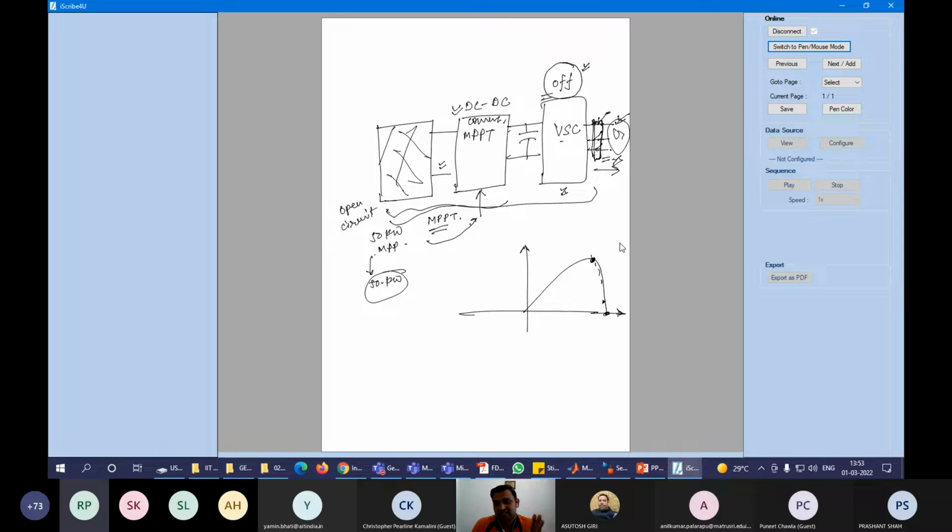Grid must be there. But when a fault occurs, grid is not there. At least some protections you have to provide to this system. The protection is only that you have to give the command to your controller so that the VSC can be switched off. If the VSC is switched off, this boost converter in parallel will be switched off, and there is an interruption in the power.